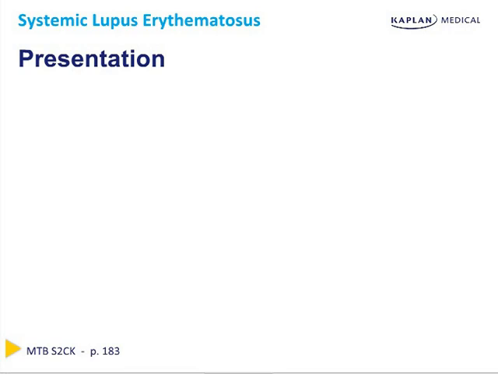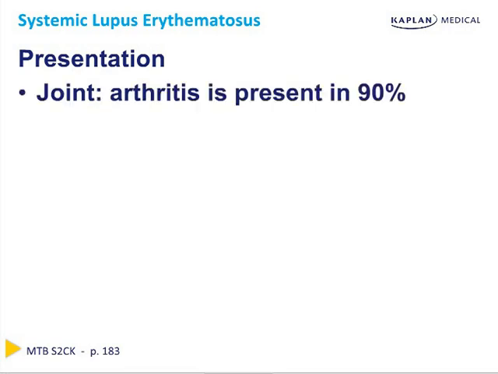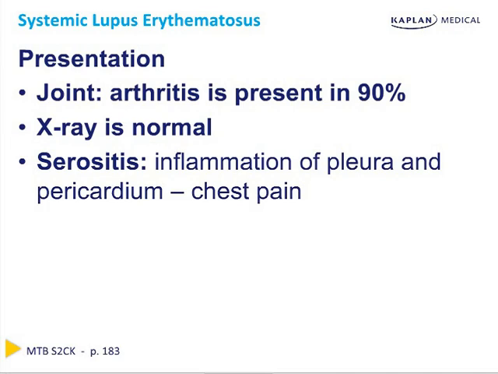Patients with lupus will often complain of arthritis. It's actually present in 90% of those with SLE, and it's often the first symptom that brings patients to seek medical attention. SLE gives joint pain without deformation or erosion. That's why the X-ray is normal. Patients can have inflammation of the pleura and pericardium, known as serositis. This can give severe chest pain and at times can give both a pericardial or pleural effusion.